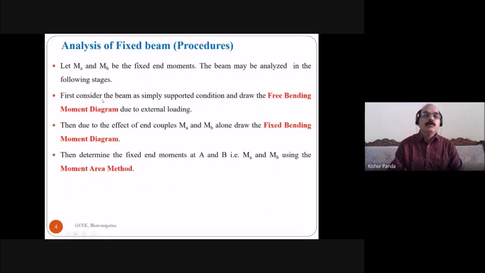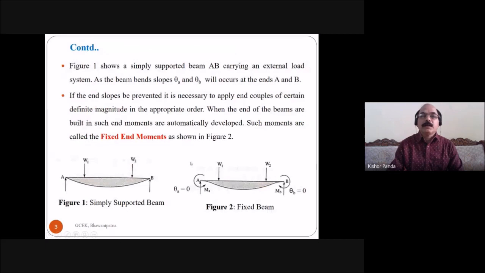So how will you solve the fixed beam? The first step is to consider the beam as simply supported and draw the free bending moment diagram due to the external loading. So you know what external loading is present on the fixed beam.